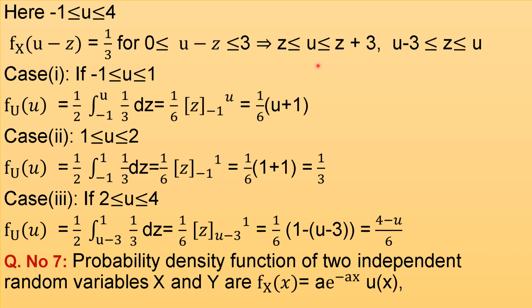Now integration is with respect to z, and that integrand fx of u minus z can be taken as 1 by 3 if z lies between u minus 3 and u, and here u is the sum of x and z, and if you see the least value of the sum, highest value of the sum, then u will be in between -1 and 4.